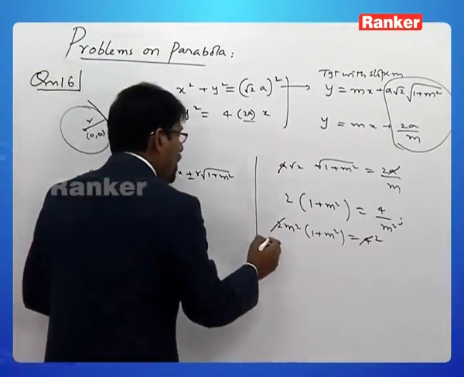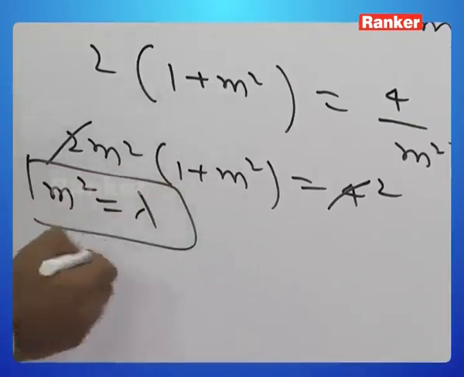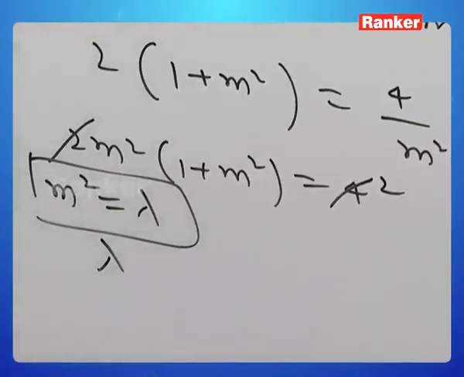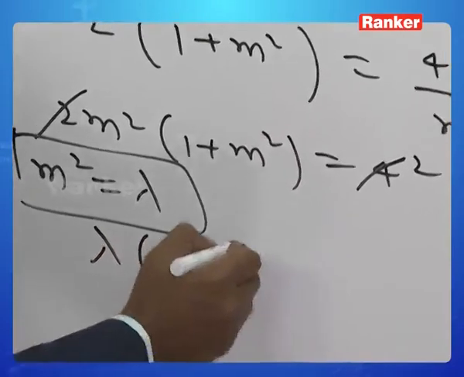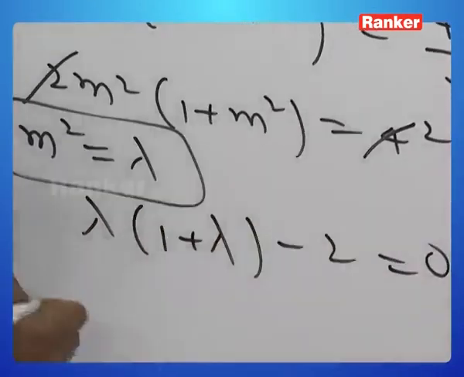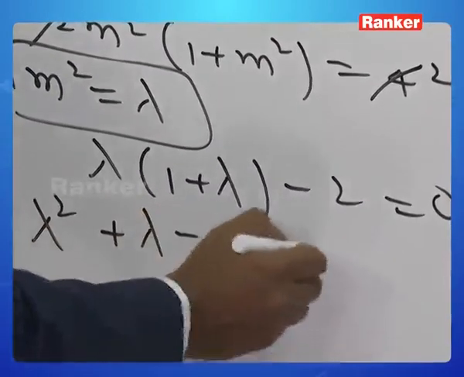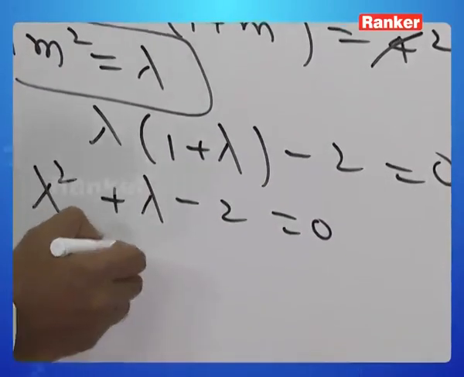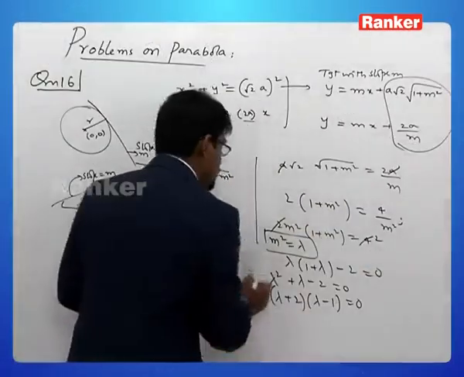Let us put m square as lambda and solve for lambda here. Lambda into 1 plus lambda minus 2 is equal to 0. So that is lambda square plus lambda minus 2 is equal to 0. That gives me lambda plus 2 into lambda minus 1 is equal to 0.